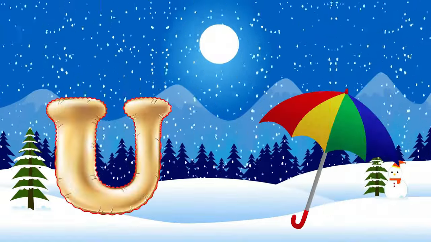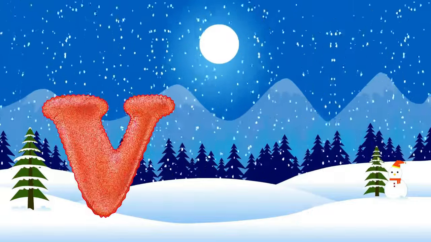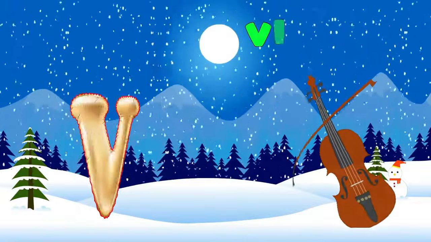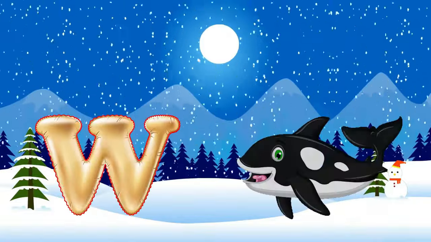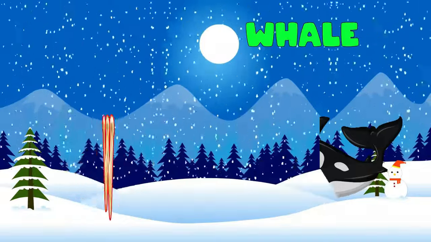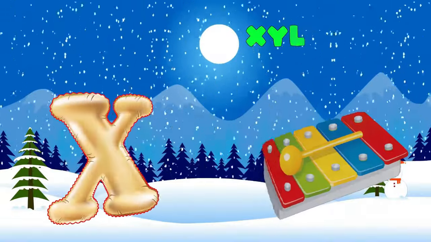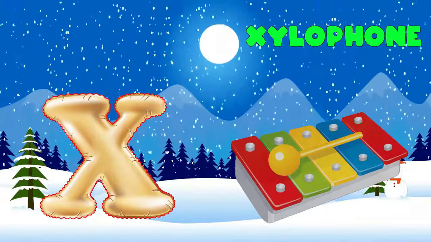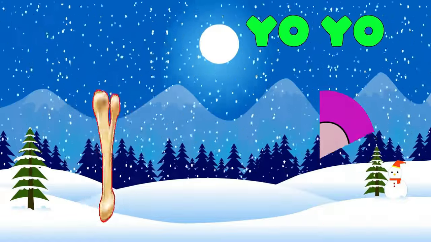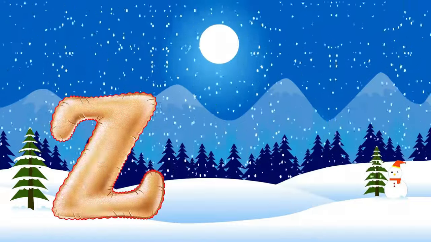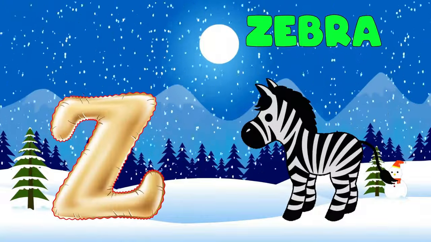U is for umbrella. A, A, umbrella. A, A, umbrella. U, umbrella. V is for violin. V, V, violin. V, V, violin. V, violin. W is for whale. W, W, whale. W, W, whale. W, whale. X is for xylophone. Z, Z, xylophone. Z, Z, xylophone. X, xylophone. Y is for yo-yo. Y, Y, yo-yo. Y, Y, yo-yo. Y, yo-yo. Z is for zebra. Z, Z, zebra. Z, Z, zebra. Z, zebra.